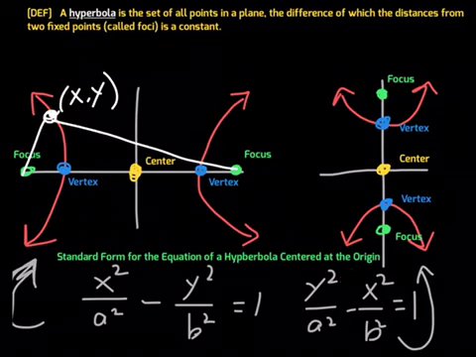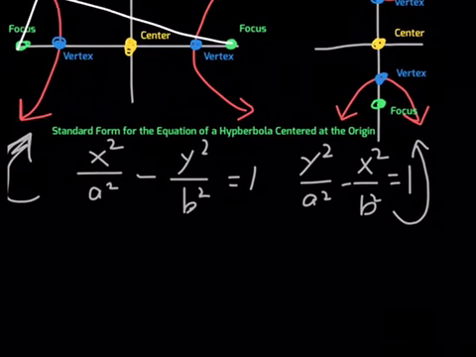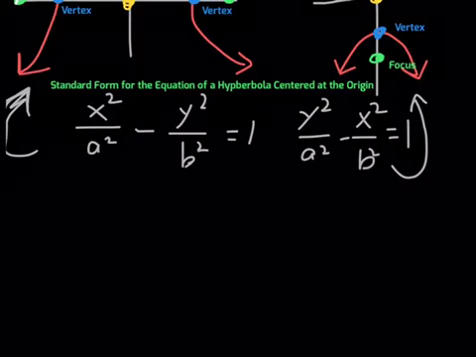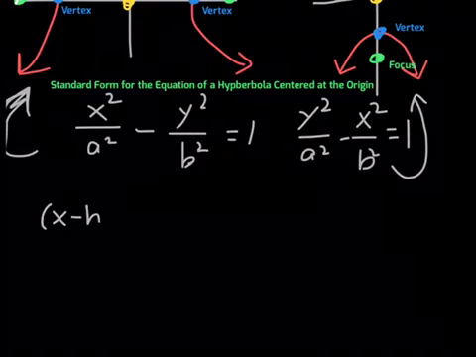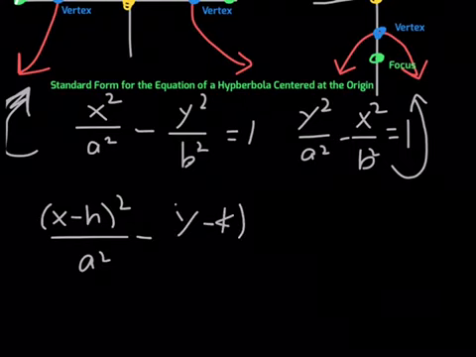If we shift these hyperbolas in the plane, then remember our conversation on transformations. (x minus h) quantity squared over a squared minus (y minus k) quantity squared over b squared is equal to 1.